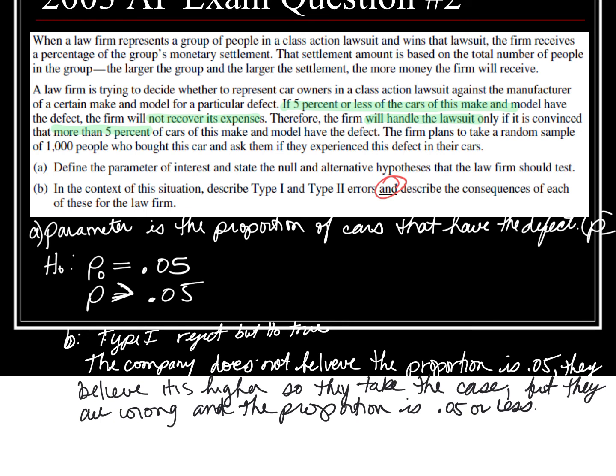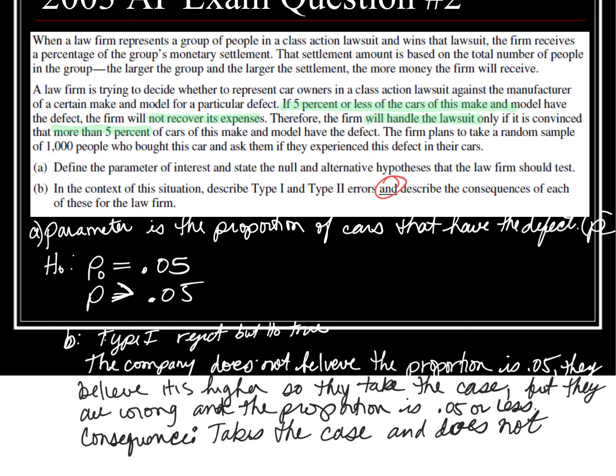Okay, so they don't believe it's 0.05. They think, okay, we got a good proportion. It's higher than 0.05. We're going to take this case, but we're wrong. And the proportion is actually 0.05 or less. And so what happens there is they do not recover their expenses. So the consequence: takes the case and does not recover their expenses.